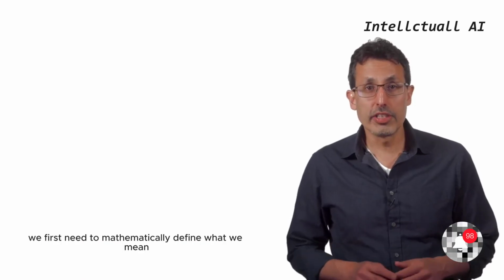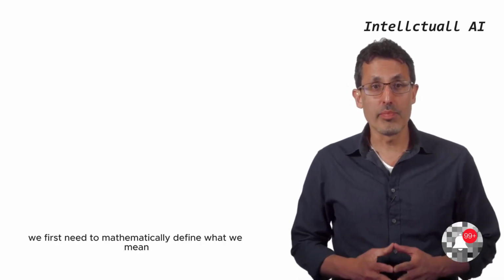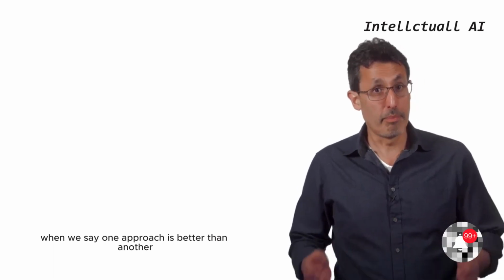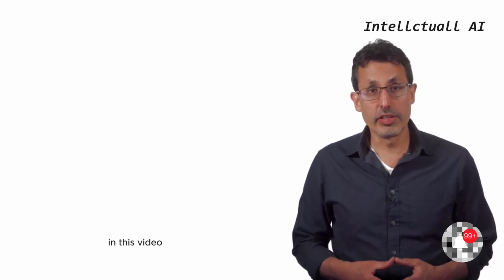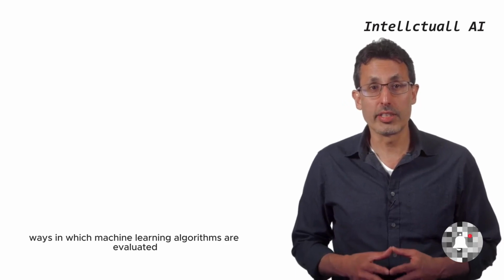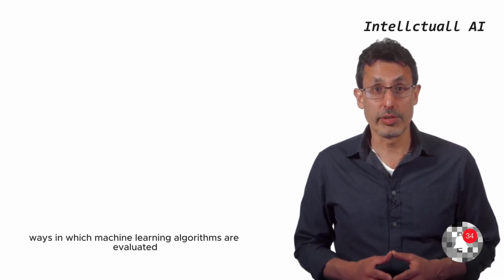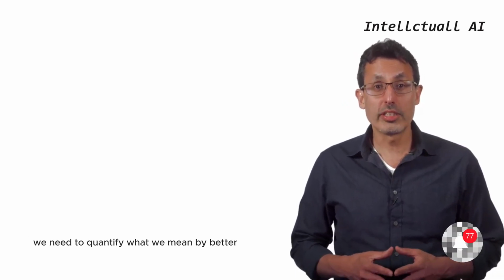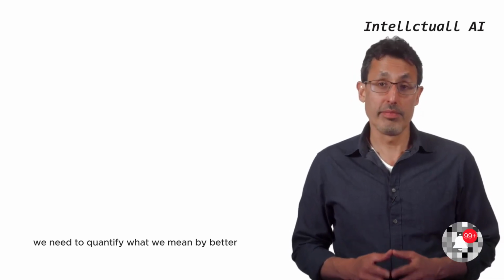Before we start describing approaches to optimize the way we build algorithms, we first need to mathematically define what we mean when we say one approach is better than another. In this video, we focus on describing ways in which machine learning algorithms are evaluated. Specifically, we need to quantify what we mean by better.